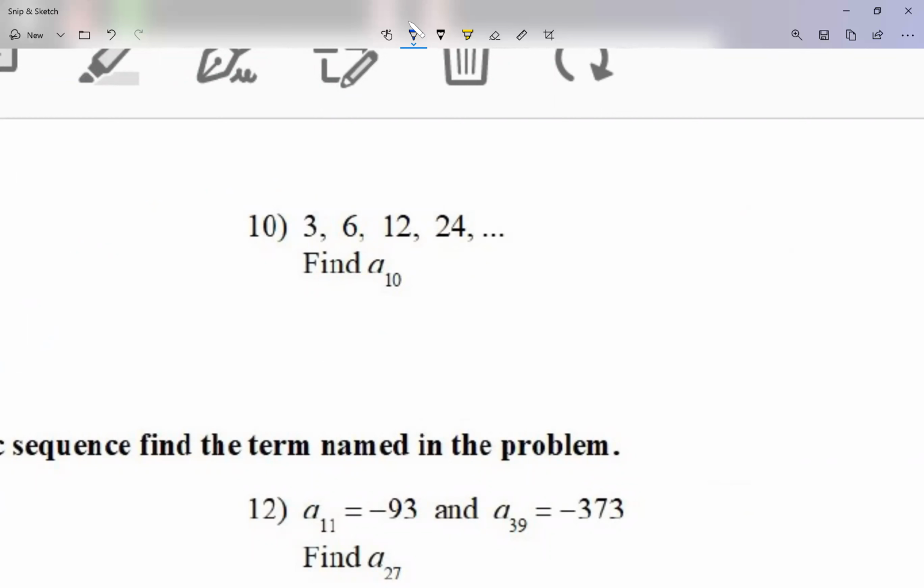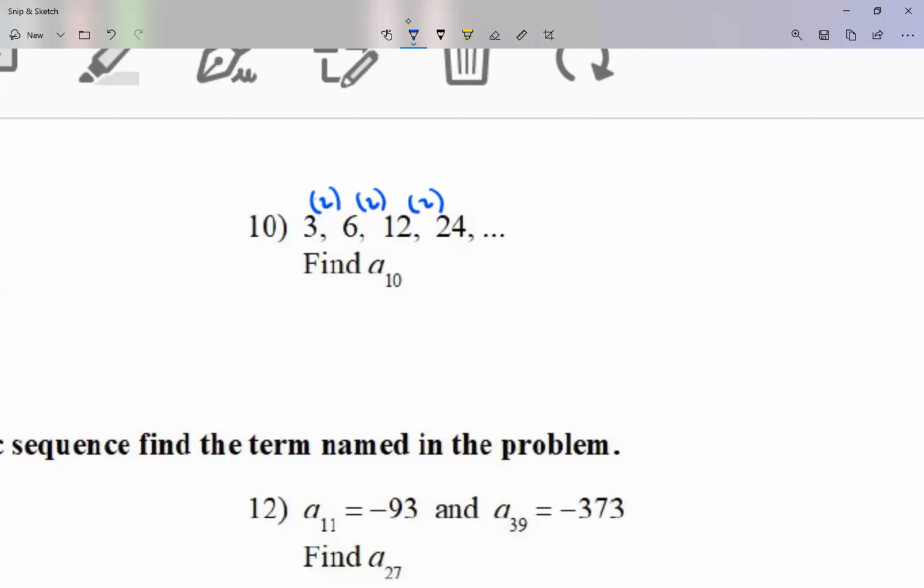Here, first I check, am I adding 3 plus 3? But 6 plus 3 is not 12. Okay, so I'm not adding. In this case, I'm going to multiply. But it seems like now I'm multiplying by 2, right?